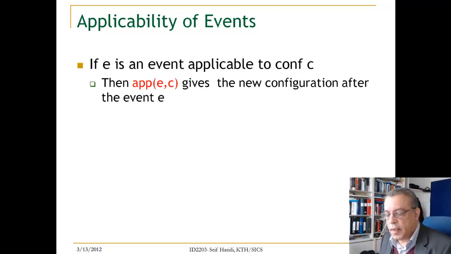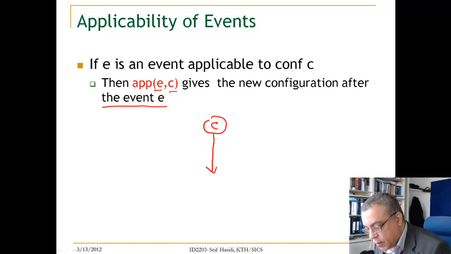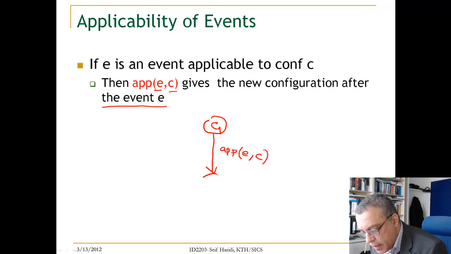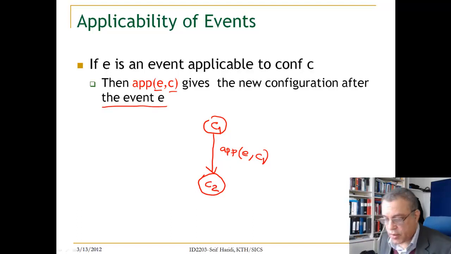So if an event is applicable in a certain configuration, we say that applying the event E in this configuration will give us a new configuration after performing the event E. So if we are in a configuration C1, applying E on C1 will give us a new configuration, say C2.